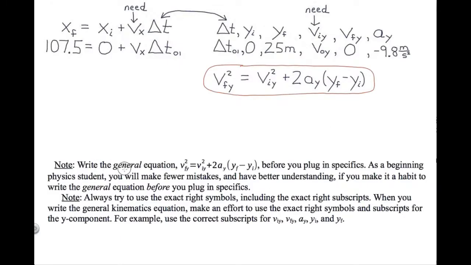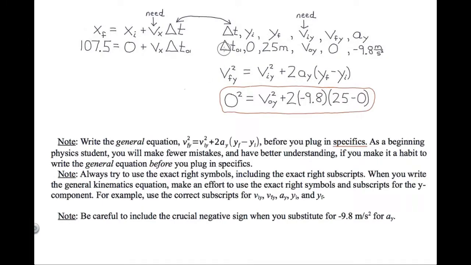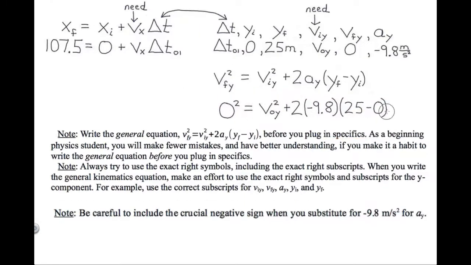First, write the general equation. V final y squared equals v initial y squared plus 2a sub y times y final minus y initial. Next, we use our kinematics setup to substitute specifics into the equation. Our kinematics equation now has one unknown, so we can solve this equation for v sub 0y.